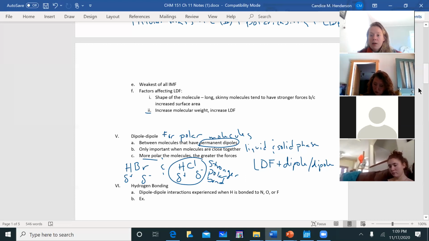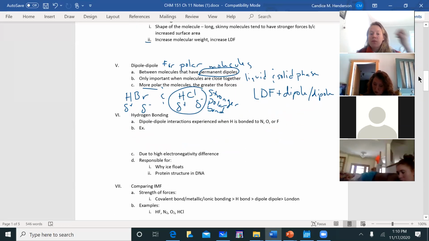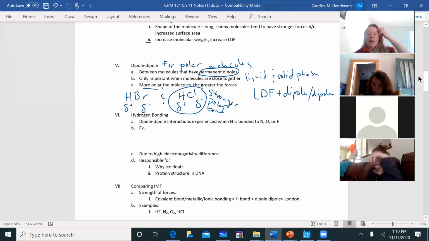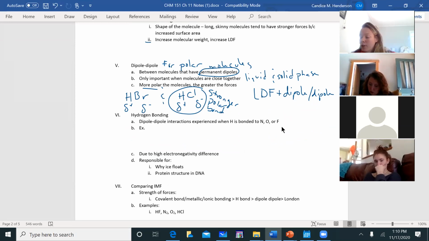Now, the third type of intermolecular force that we have is hydrogen bonding. And this is sort of a special type of dipole. So you can think of it as a dipole moment, but it happens when you have hydrogen bonded to N, O, or F. So if you want, on your periodic chart, you can highlight N, O, or F. If you ever see hydrogen in combination with those, you're dealing with hydrogen bonding.